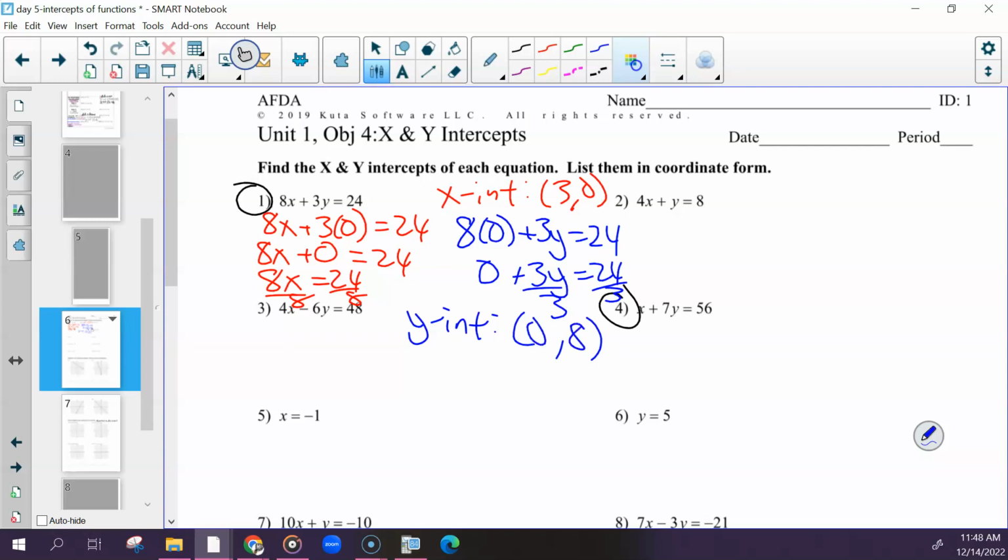Now, in this problem, our x and y-intercept happen to be the same numbers that were here in our problem. That is not always the case, so make sure you do the math on it just in case. Sometimes you'll get fractions, like the ones you'll see on Khan Academy. You just leave it as a fraction. Simplify it, leave it as a fraction. Questions on this?